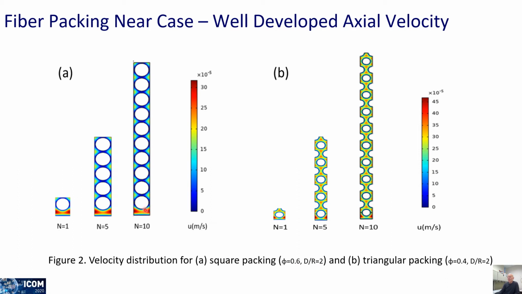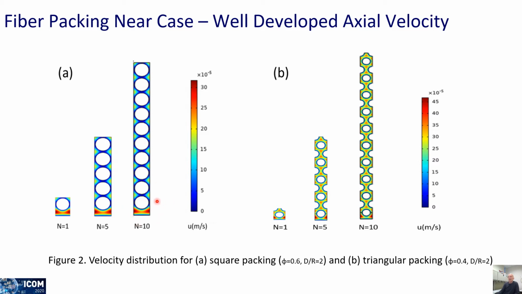So the images over here on the left are for a square packing, in which we have a relatively high fiber packing fraction of 0.6 and a D over R of 2. And you can see here, if you look closely adjacent to the wall, that we do have these hot spots where the velocity is much higher than if we look at the spaces in between the fibers well above the fiber wall here.